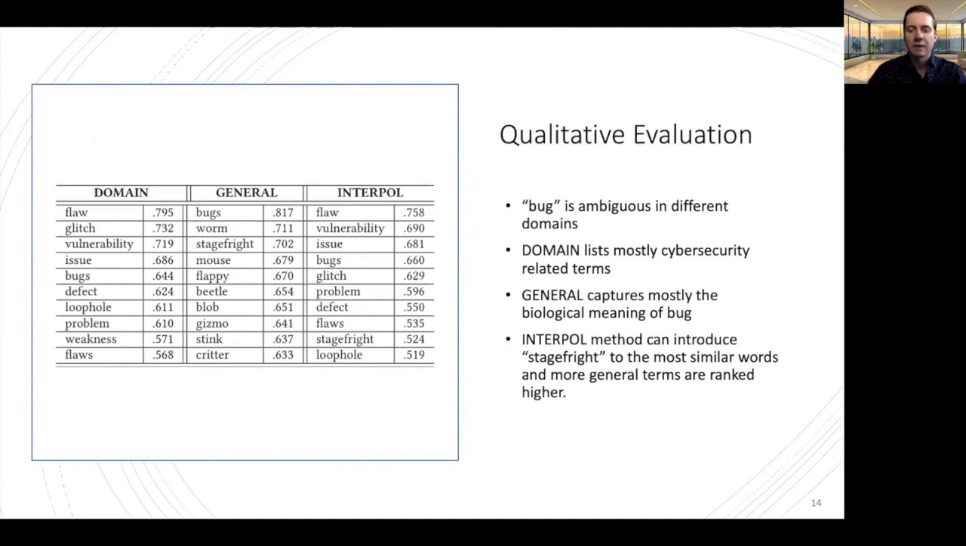As we can see from the table, the domain method mostly lists cybersecurity related terms, which is expected since it's only trained on domain-specific data. And in comparison, general captures mostly the biological meaning of bug. Using our interpolation method, we can introduce general terms to the most similar words, and more general terms are ranked higher. For example, vulnerability and loophole.